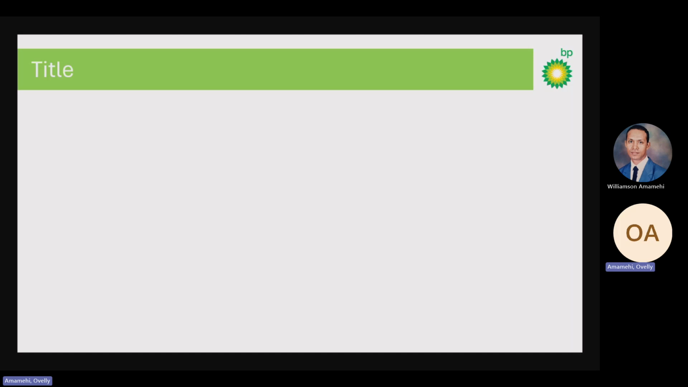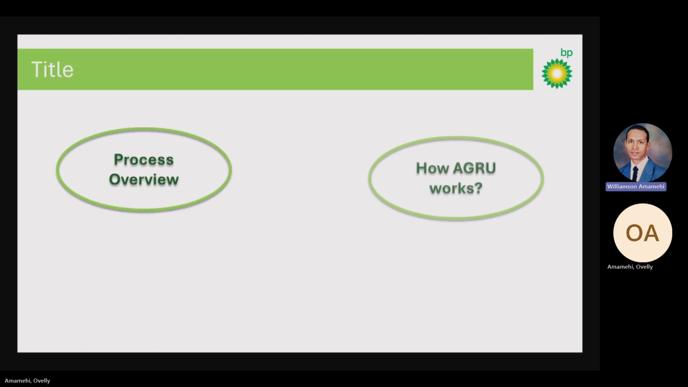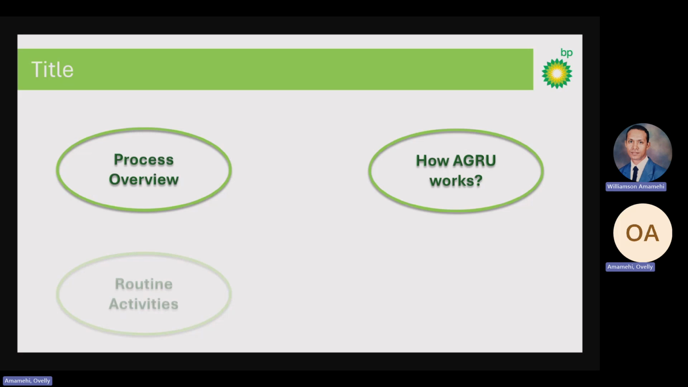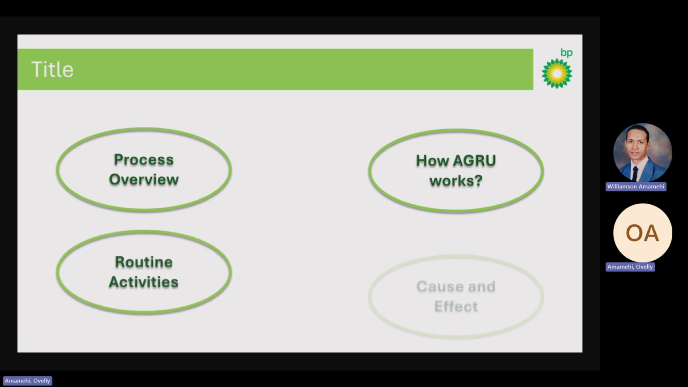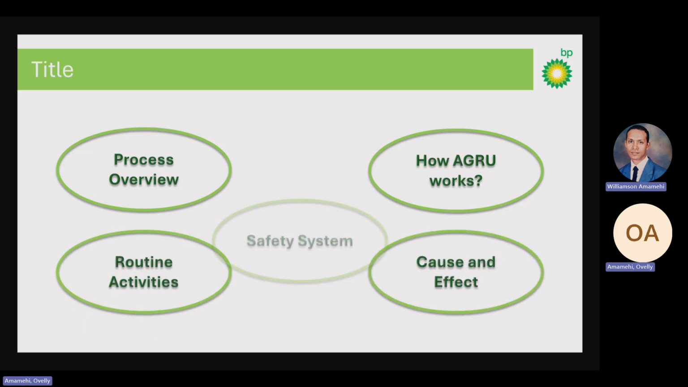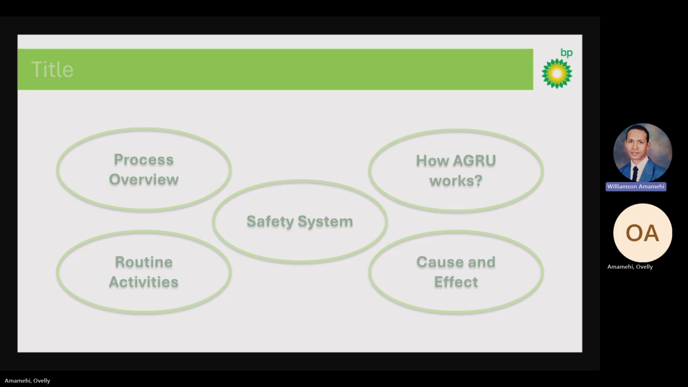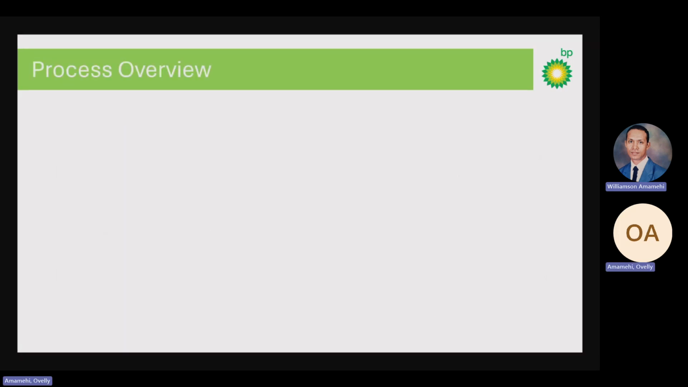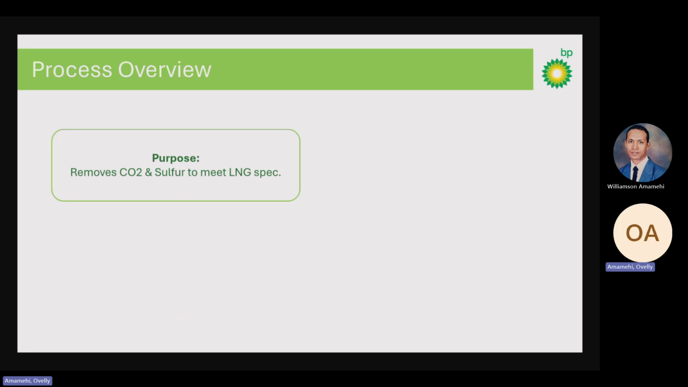First of all, the agenda includes the process overview, how AGRU works, routine activities, cause and effect, and safety system. For the process overview, we have to know the purpose of AGRU. The purpose of AGRU is to remove CO2 and sulfur from the feed gas to meet LNG specification.